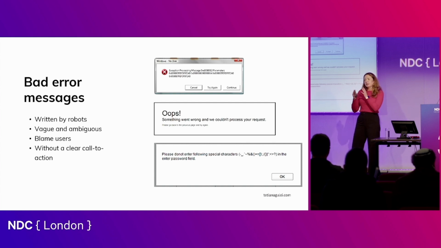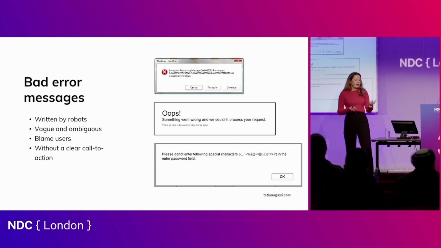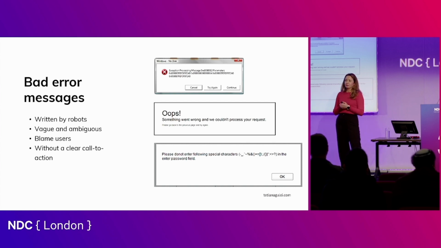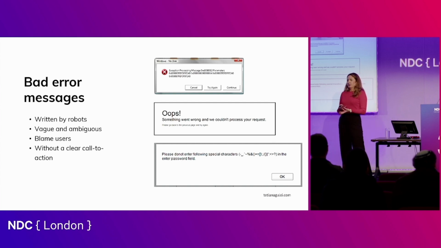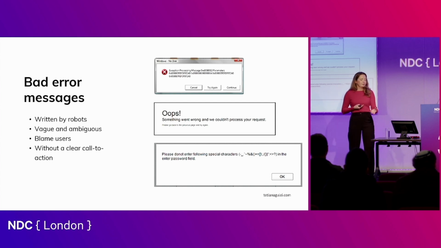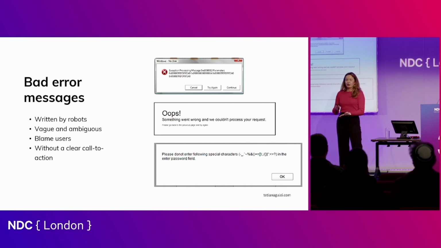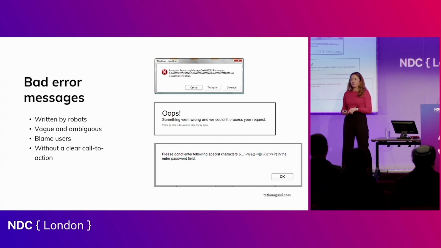Another bad error message is a vague and ambiguous one. Something like, "Oops, something went wrong." Very typical one, but it's also not helpful, because it doesn't give any guidance. It doesn't give any reference of what to do. And an even worse one is the message that blames users, like, "Do not do this. You're wrong!" with the exclamation mark. This one also exists. So please don't do that.